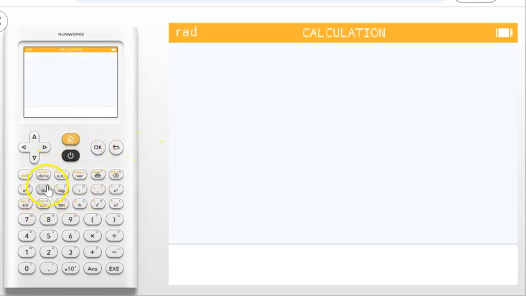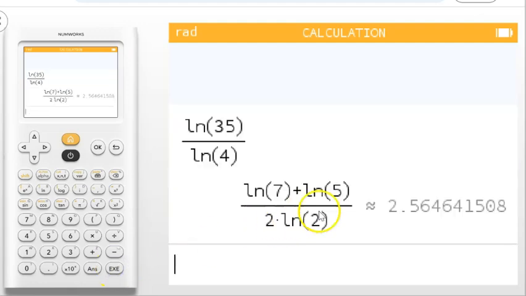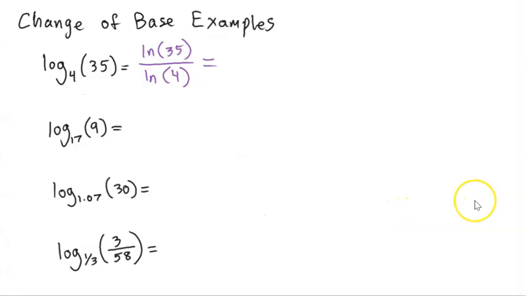And down here you can see there's the button ln. We're going to key in ln of 35 and close the parenthesis. Then we're going to hit divided by. And in the denominator, we're going to put natural log of 4. And so you can see here we have the change of base. Natural log of 35 divided by natural log of 4. If we hit execute, you can see that we get approximately 2.5646. Okay.